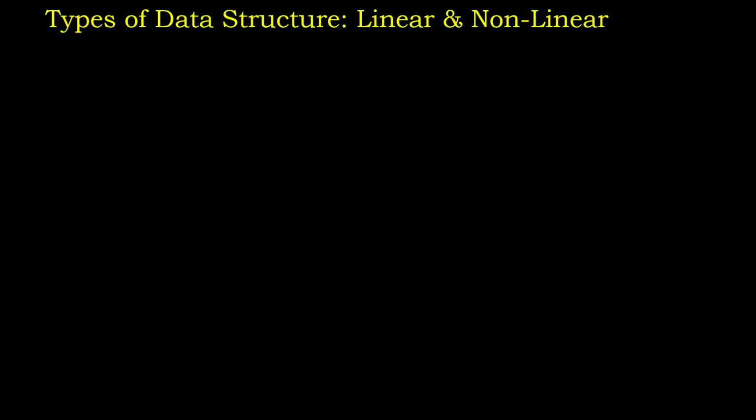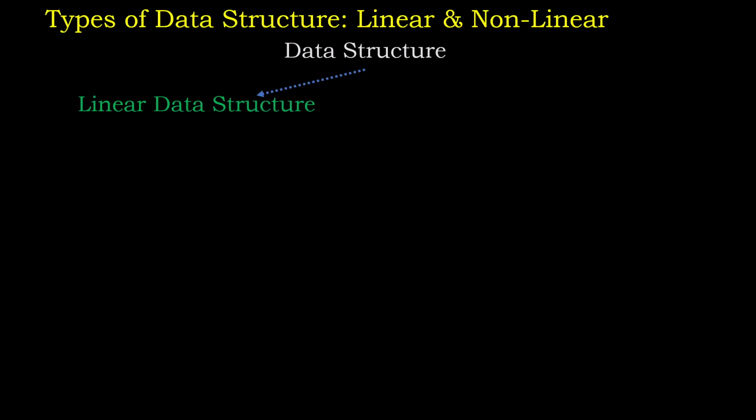So, in simple terms, if you talk about the types of data structures, there are two types, based on hierarchy, or numbers of branches and non-branches. That is linear and non-linear. So in short, there are two types of data structures based on branches, or sequence. One is linear data structures, another is non-linear data structures.